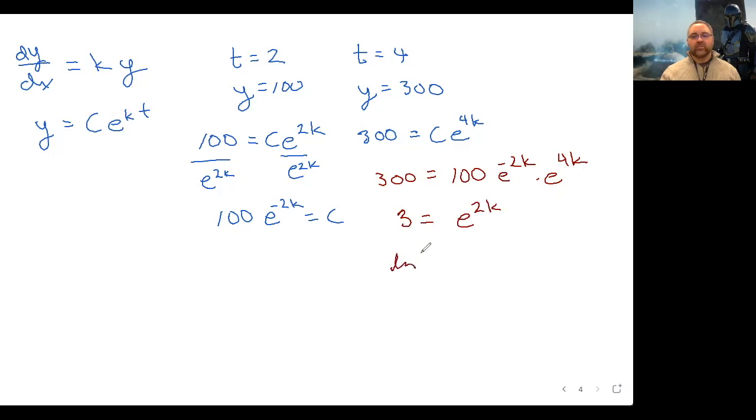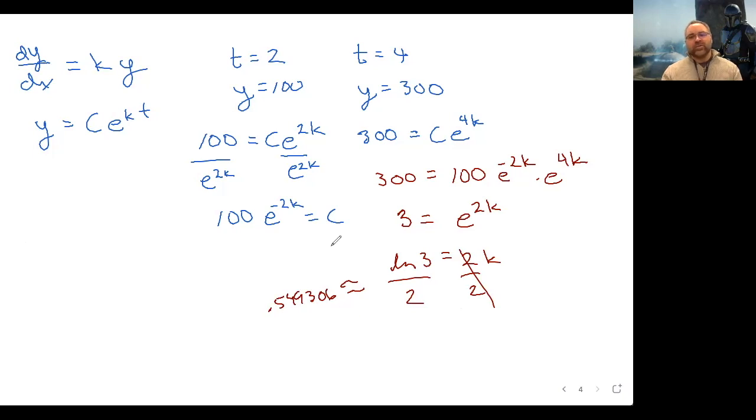Natural log both sides. And then you can see that we can divide by two, and then my natural log of three divided by two is 0.5493. Oh, six. And I have my calculator set to only display six. But if I were to try and answer a follow-up question to this, I would want to be sure to use as many decimals as possible.